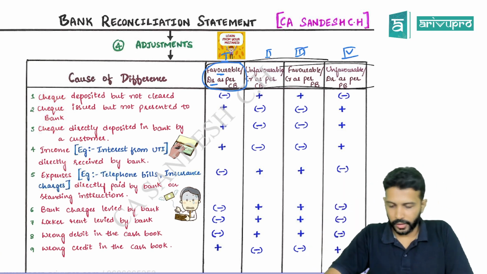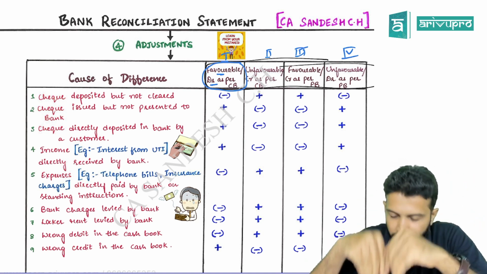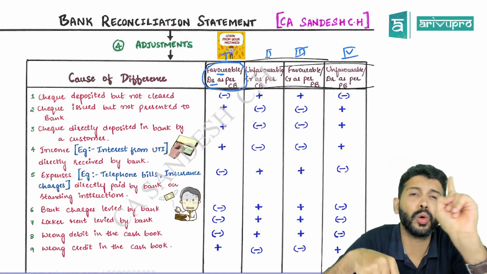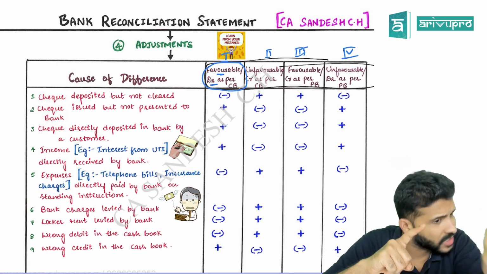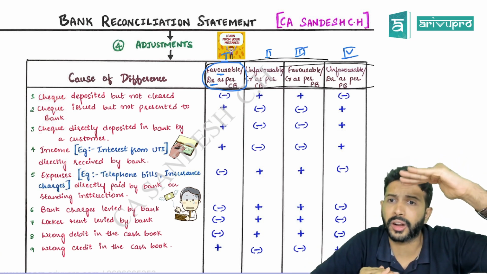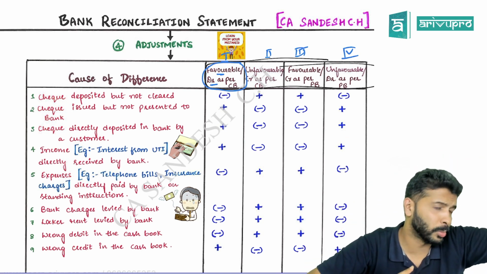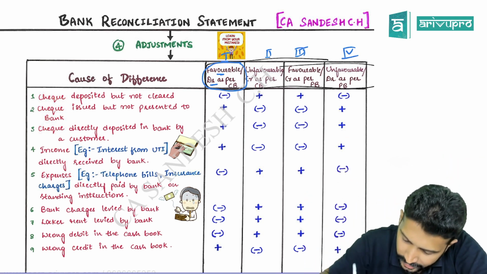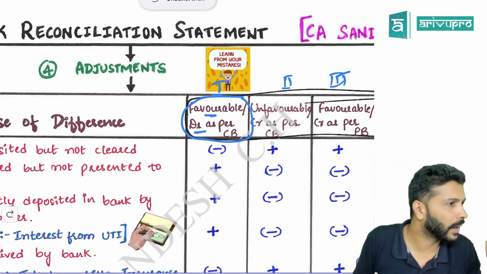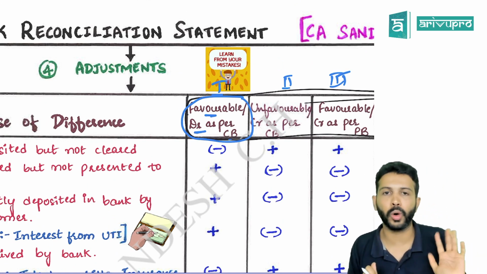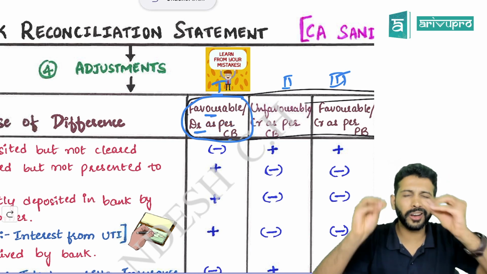Observe. The first thing you need to be aware of whenever you're doing this topic is you need to first find out what your starting point is. The starting point could be the cash book or it could be the passbook. Here, what is my starting point? I've written it here: debit balance as per cash book. First observe what your starting point is. So here the starting point is the cash book.